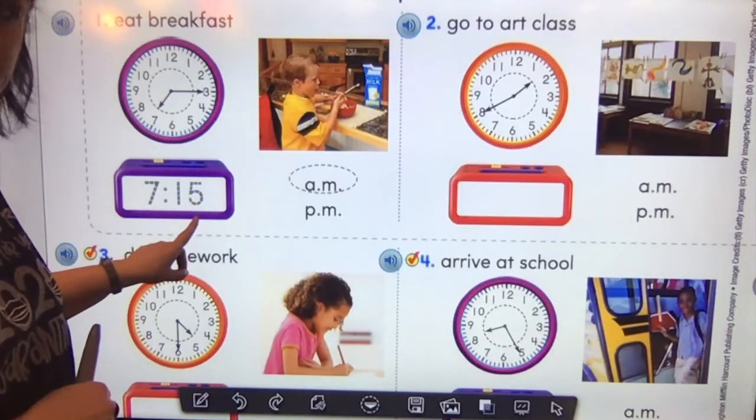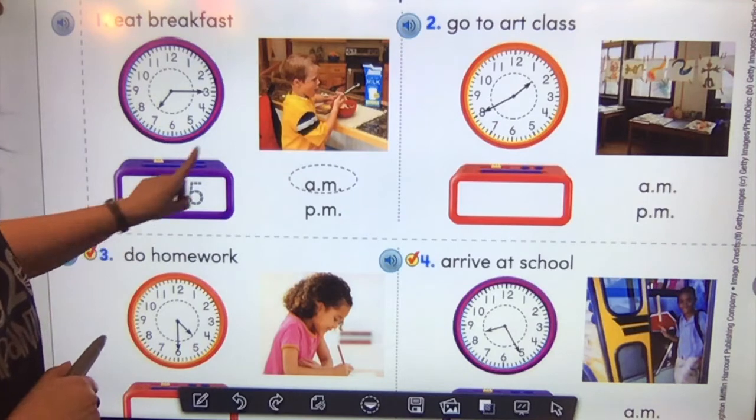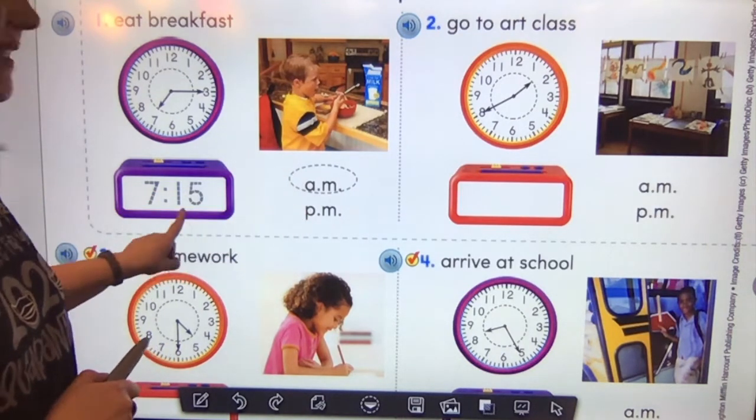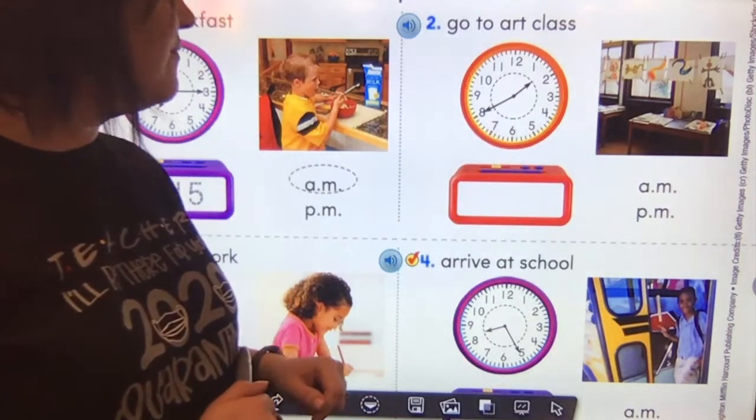Now this one is already done for us. You can see that the a.m. is circled. It is 7:15. You eat breakfast in the a.m., in the morning. So this one's already done for us. But let's look over here at this one. Let's write the digital time of what time it is.